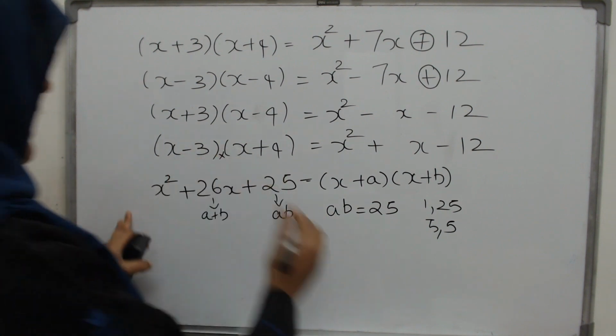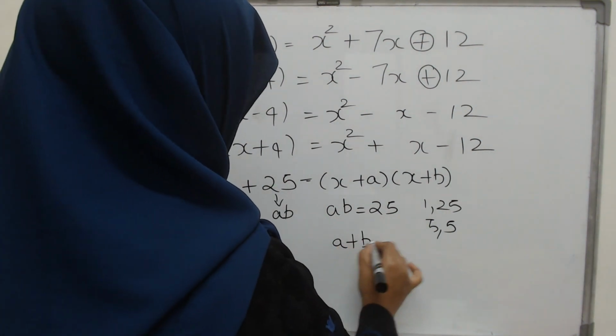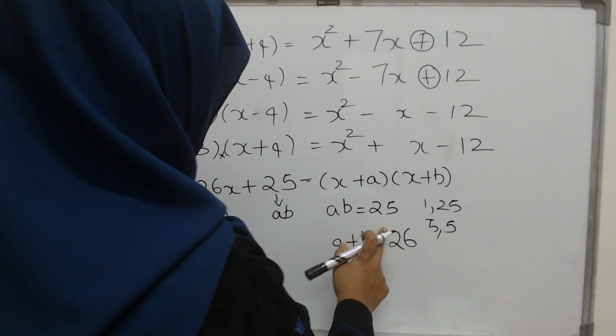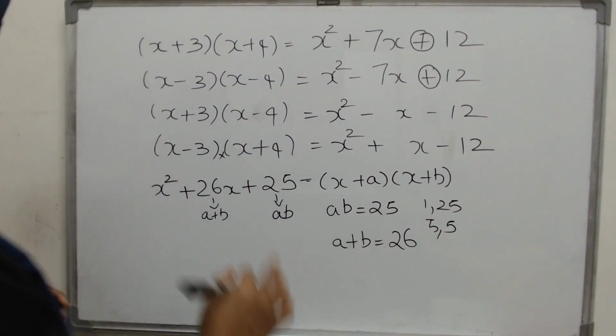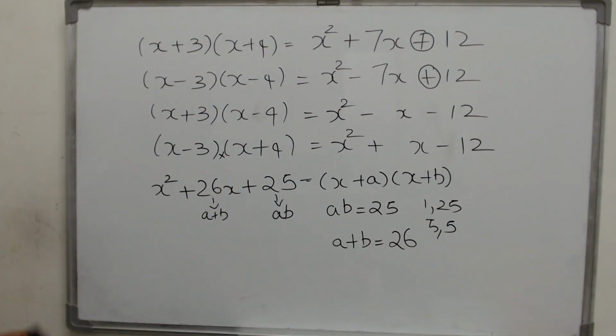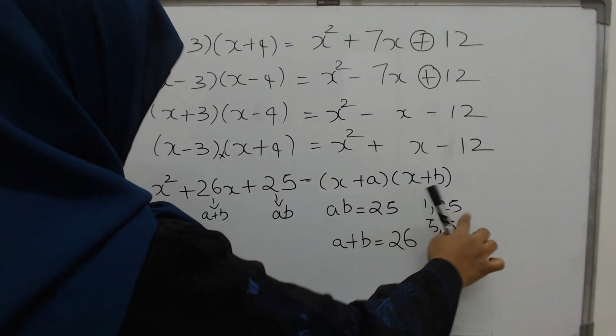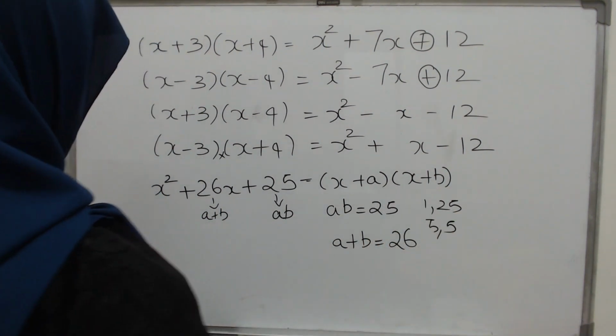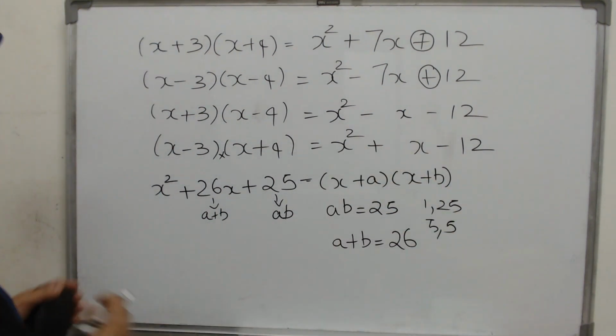Then you go to A plus B. You see that A plus B is 26. It is a plus here. That means both the numbers that you have taken have to be plus. It has to be 1 plus 25 or 5 plus 5. What is it? It is 1 plus 25, right?